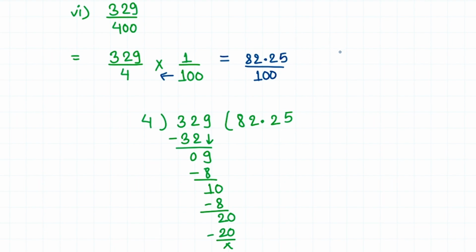And we just discussed in our first question that when we have 100 like this, what happens is this point moves forward 2 times, right? So 1 time and 2 time, and our answer is going to be 0.8225, right? And we need to put a 0 over here, okay? So we have 0.8225 as our answer to 329 divided by 400, okay? So again, we know that this particular number is a terminating decimal expansion.